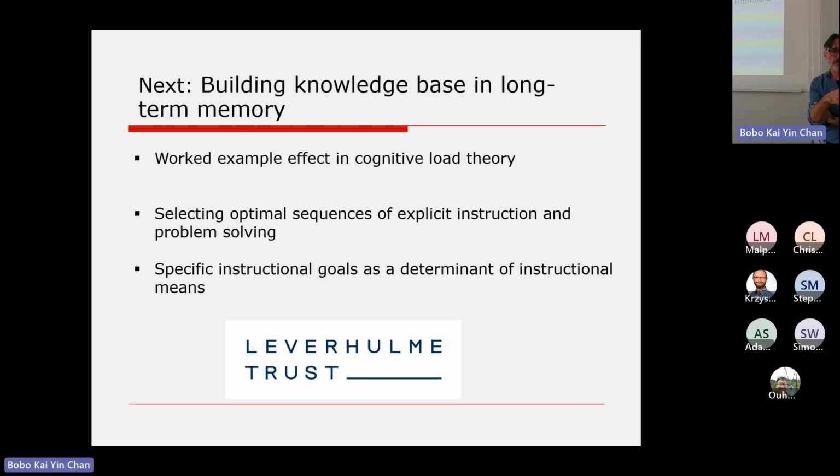We talk about sequencing of explicit instruction and problem solving, so selecting optimal sequences. And we're going to talk about these specific instructional goals as a major determinant of instructional means. So what kind of means we're going to use in a specific situation, whether it's worked example, whether it's problem solving or anything else, is determined to a significant degree by the specific instructional goal that needs to be achieved in that specific instructional situation, not general, but in the specific situation of a specific learning task.